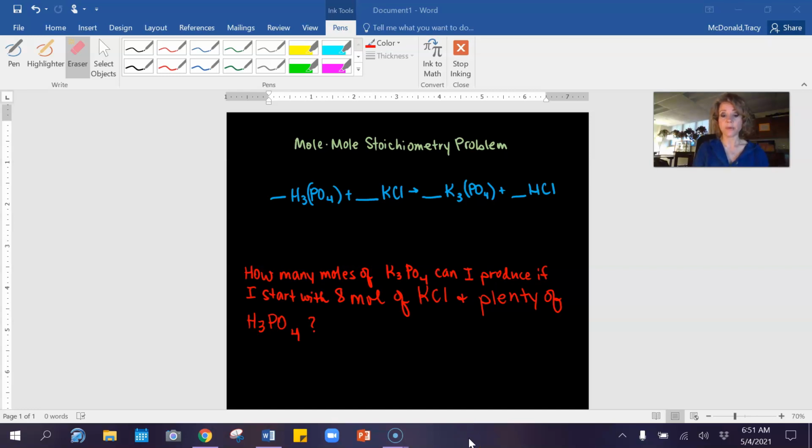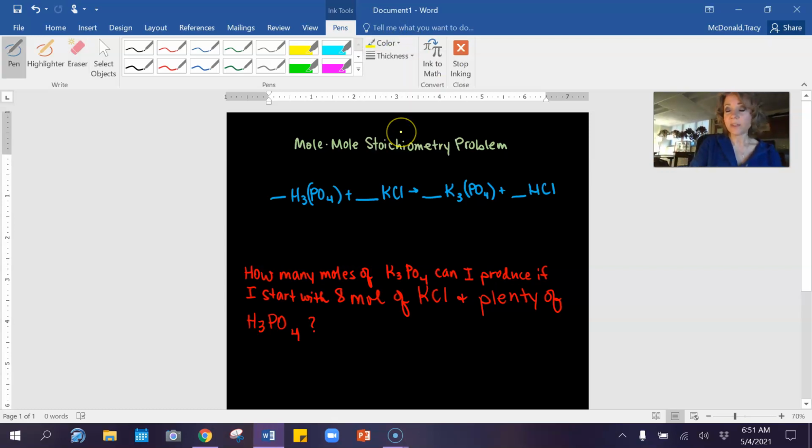I wrote it in blue on the sheet here. I can see at a glance that my hydrogens and my potassiums are a little bit out of whack, so I want to go ahead and balance those. I will do that by putting a 3 in front of hydrochloric acid, or hydrogen chloride, on my product side. That makes my hydrogens balanced, but now my chlorines are imbalanced. So I'm going to add a 3 coefficient to my potassium chloride on the reactant side, and now I have a balanced equation.